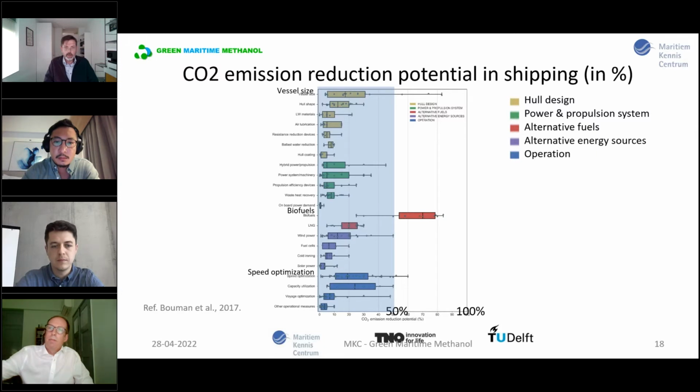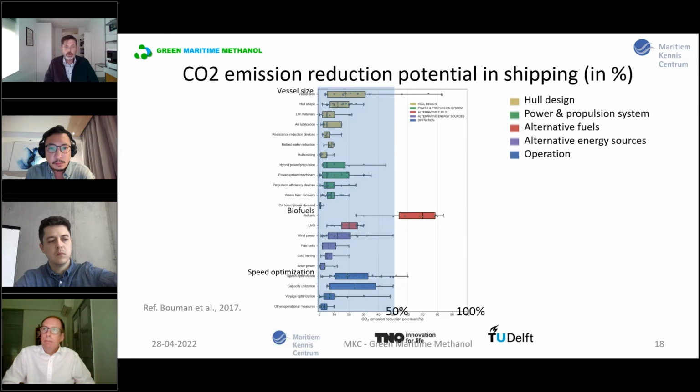Well, what you see, because we do not go over all of them in detail, is that there are 3 issues that can bring a large emission reduction in shipping, and that's vessel size. The bigger the size, the more optimal your transportation chain will be. It's speed optimization, because speed is really costing you a lot as an operator. And the last one is biofuels.